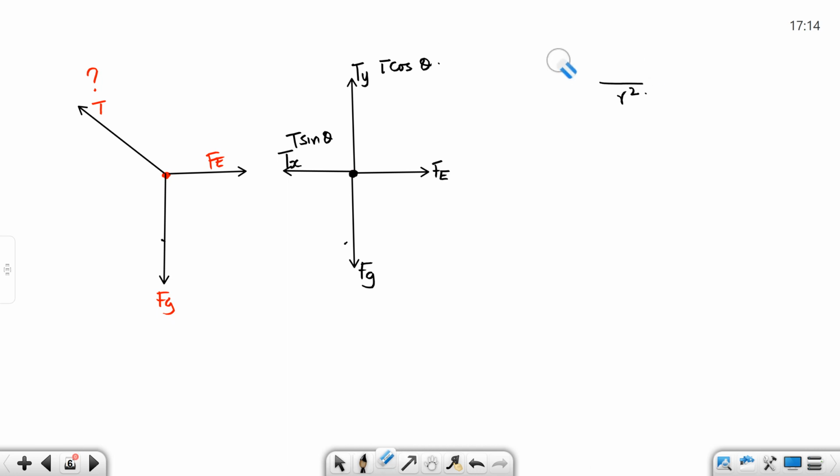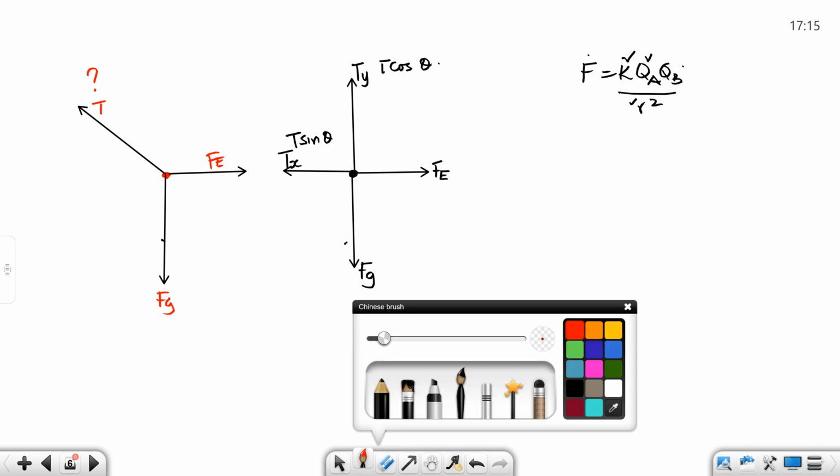In fact, if I want to make it nicer for you to see the number of unknowns, F equals K, let's say QA, QB over R squared. Yes, I know K. I know R. I know QA. I don't know QB, and I don't know F. In this case, it's simultaneous because I don't know two things. But check here. This is what I'm going to do. Go back to your diagram.